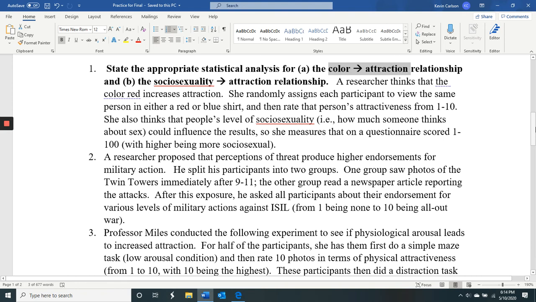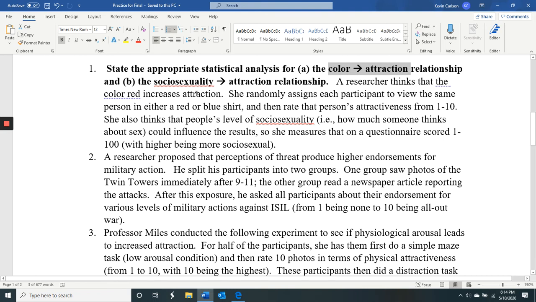So 2 levels between subjects, we have 2 separate groups, and we're comparing those 2 separate groups on an interval level scale, attraction. That is going to be an independent t-test. So the appropriate statistic for this relationship is independent t-test.